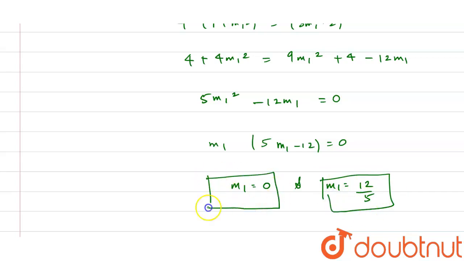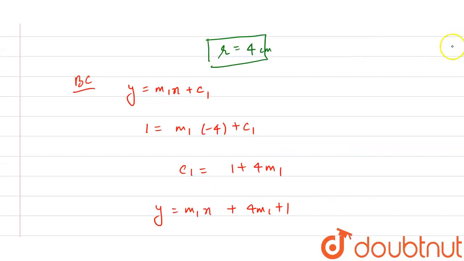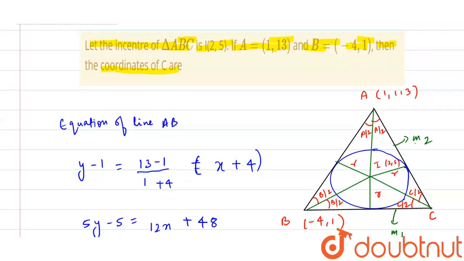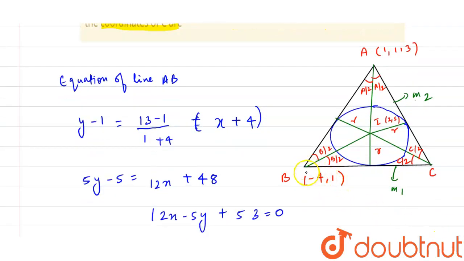But from the equation of AB we can see that the slope of this line is also 12 by 5. So this means that the slope of the line passing through the B coordinate has two values. The slope of this side BC is equal to 0, and the slope of the line AB is equal to 12 by 5, which we have calculated previously.